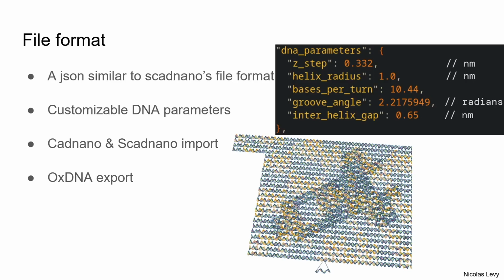For a precise molecular simulation of their designs, users can export them to oxDNA. Regarding the file format of EnsNano, we use a JSON structure inherited from CodeNano and with several similarities to scadnano's format. The parameters of the model of DNA are stored and editable in the file. So, if you want to work with a different value of the minor groove angle, for example, this is possible. At the moment, we can import scadnano designs and export to oxDNA for thermodynamic simulations.